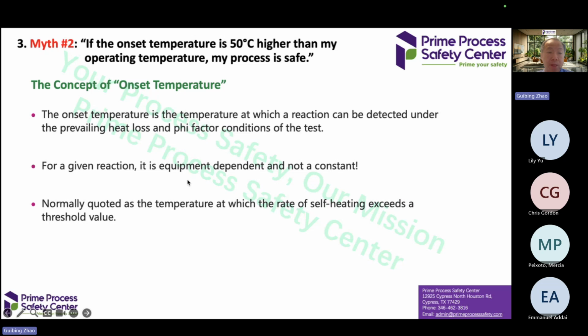That's why I say that for a given reaction, onset temperature is equipment dependent. It's not a constant, and is normally defined as the temperature at which the rate of self-heating exceeds a threshold. The detection limit for exothermic reaction in our case is usually 0.02 degrees C per minute, but for the Vent package it is usually 0.2 degrees C per minute. But even so, the phi factor will impact it too.